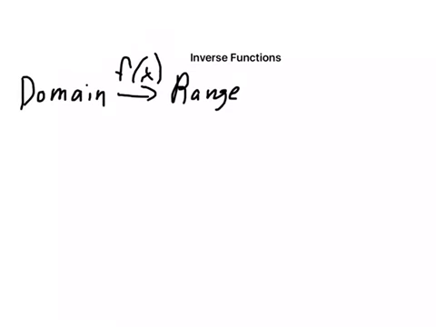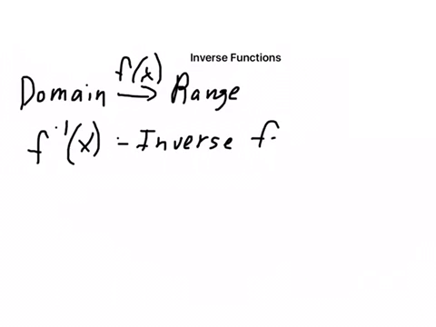The inverse function, which we denote f to the negative 1 of x, undoes this. It takes all the elements in the range and sends them back to elements in the domain. It undoes what the function had done.